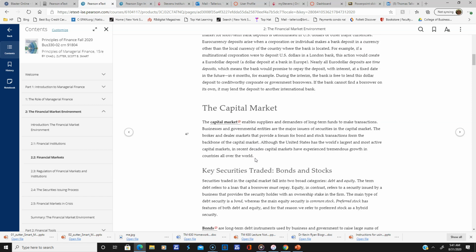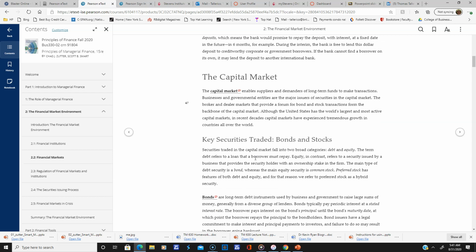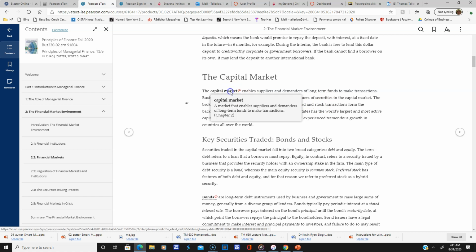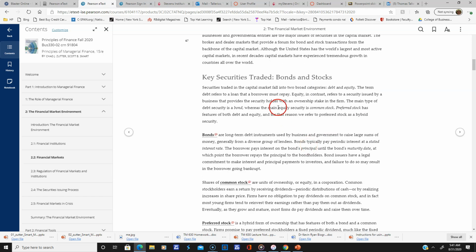So it's that straightforward. Okay, so the next term is the capital markets, and these are securities, right? This is when you invest money in securities for a year or longer. So you would invest in bonds or stocks. Bond and stock transactions. Let's click here and you'll see what it says: a market that enables suppliers and demanders of long-term funds to make transactions. And what's traded again is bonds and stocks. We'll learn a lot more about bonds and stocks in the upcoming chapters.